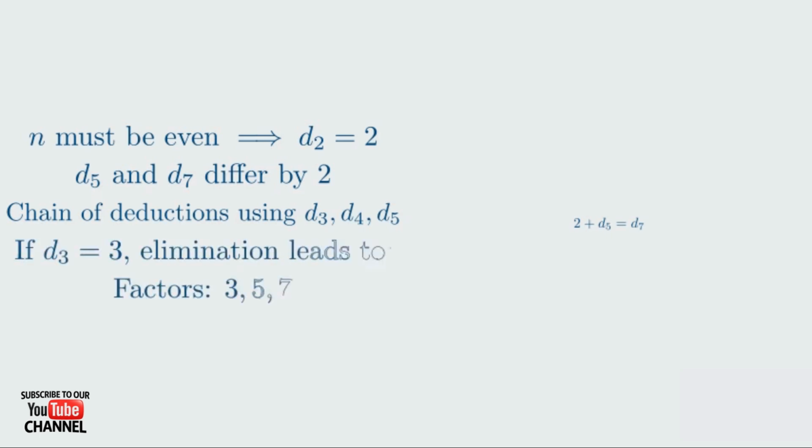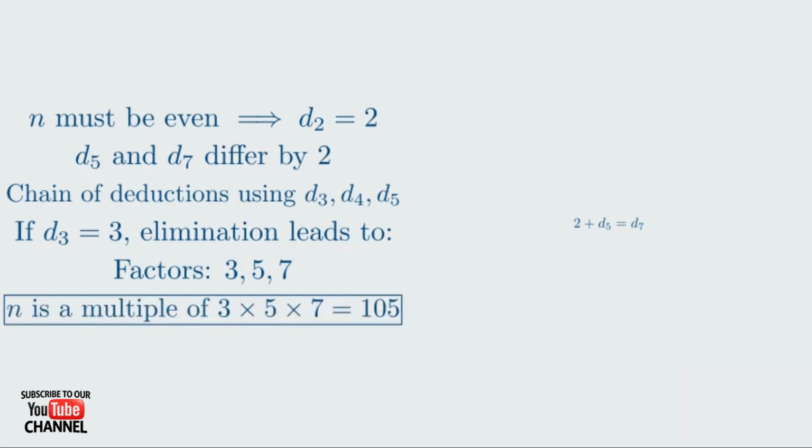For instance, if d3 is 3, we can start mapping out the multiples of 2 and 3 that must appear in the divisor list. Through a rigorous process of elimination, which is a classic technique in Olympiad problems, we find that the only way to avoid contradictions in the ordering of divisors is if n contains the specific prime factors 3, 5, and 7. Therefore, n must be a multiple of 105.